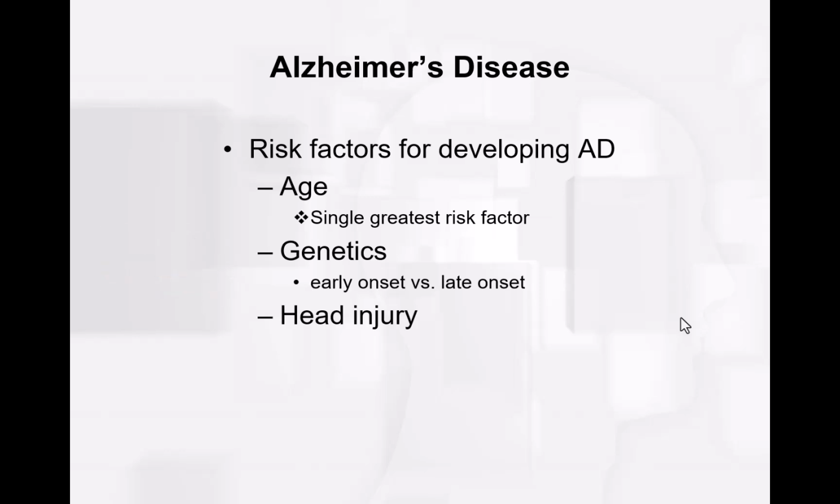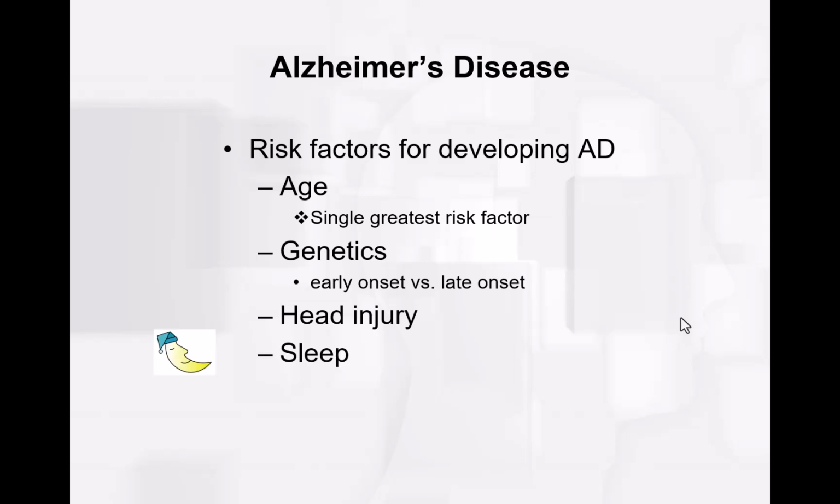Head injuries also increase risk. So while age and genetics we can't control, head injuries, accidents happen, right? But you can do things like, if you're riding a bicycle, wear a helmet, right? Make sure you're buckling your seatbelt when you're in a car to try to prevent head injuries as much as possible.